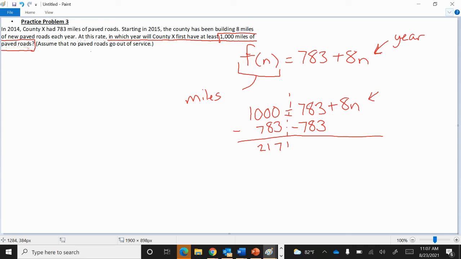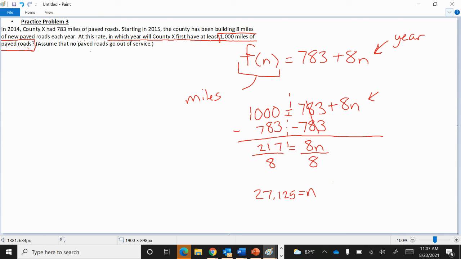783 minus 783 becomes 0, or it cancels out, and we're left with 8n on the other side. So I have 217 equals 8n. 8n means 8 times n. So to undo multiplication by 8, I need to divide by 8. Again, whatever I do on one side of my equal sign, I need to also do on the other. So what I'll get is that n equals, and when I divide 217 by 8, I get 27.125, if I type that in my calculator correctly. Meaning, n is the number of years, so 27.125 years after 2014.